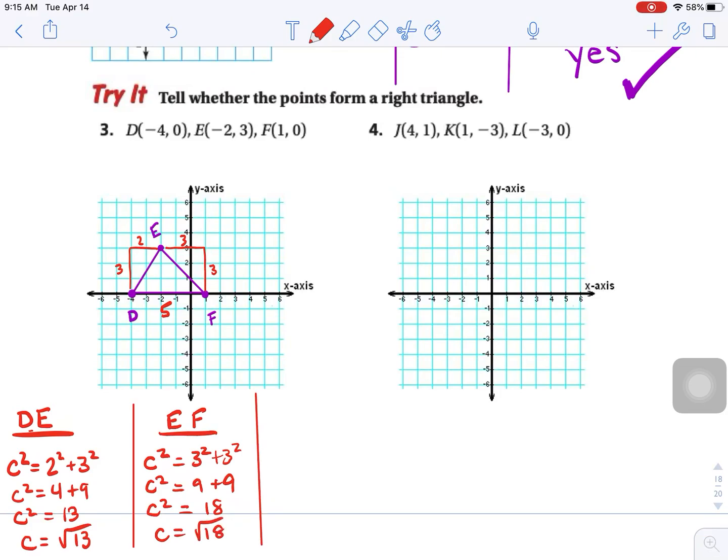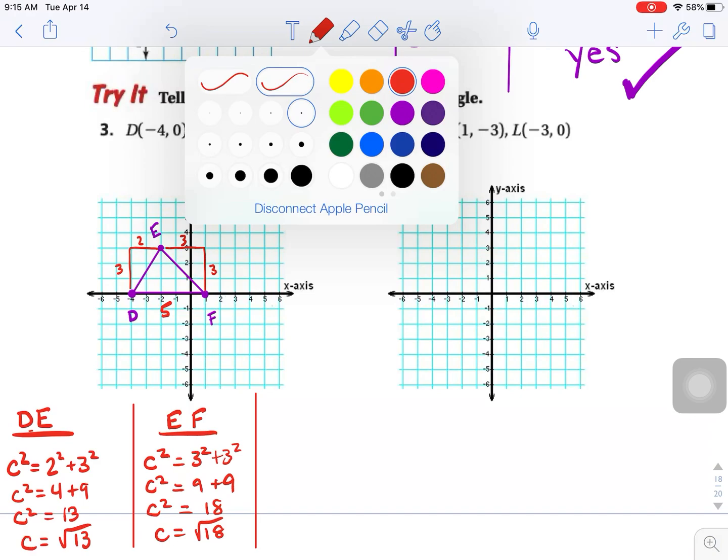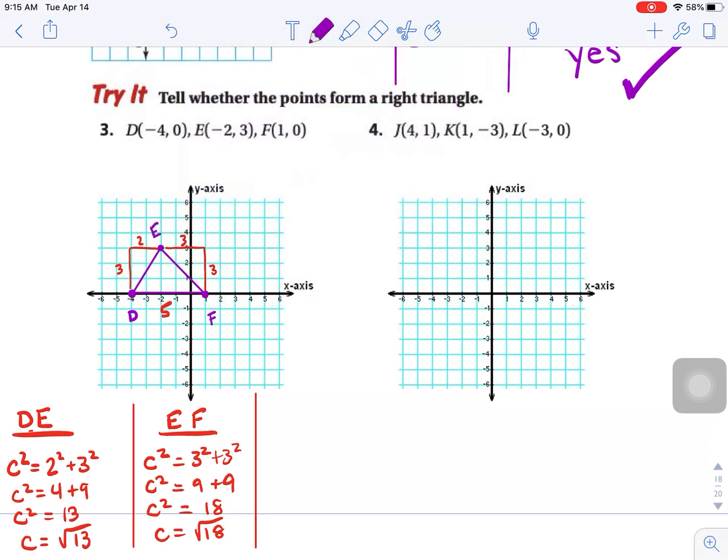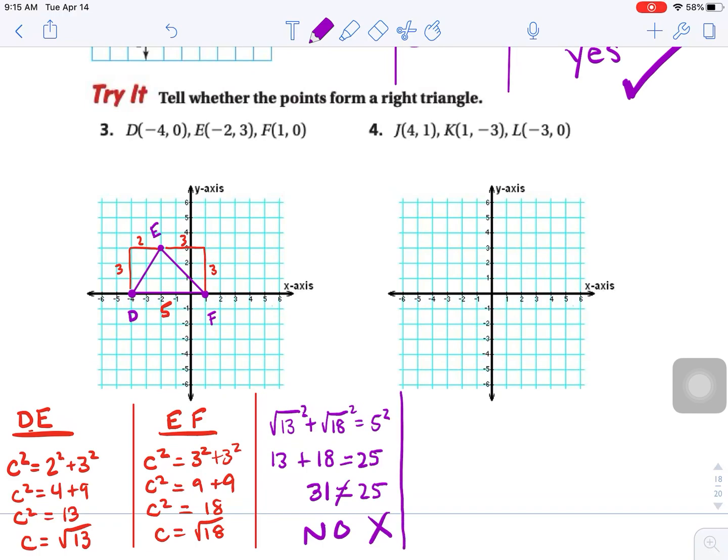And now I can plug these in to the Pythagorean theorem. Again, I know that 5 is my largest side. So we would get square root of 13 squared plus root 18 squared equals 5 squared. So 13 plus 18 equals 25. 31 does not equal 25. So no, right? That is not a right triangle.